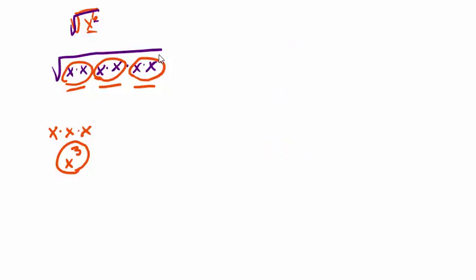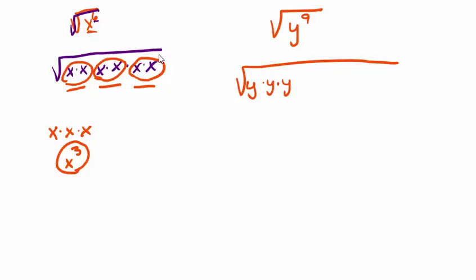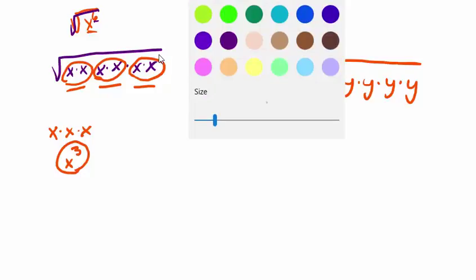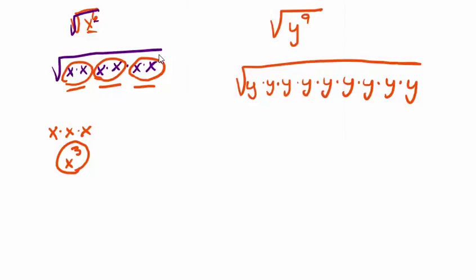Okay, so I'm going to rewrite this because I kind of messed it up there. Square root of y to the 9th. Okay, so let's write that out as the square roots, and I'm going to have 9 y's. 1, 2, 3, 4, 5, 6, 7, 8, 9. Okay. And then what I'm going to do is find some groupings. So I have a pair of y's here. I have a pair of y's here. I have a pair of y's here. And I have a pair of y's here. But notice I have one y left over.